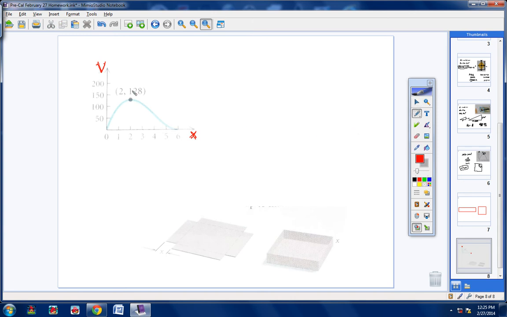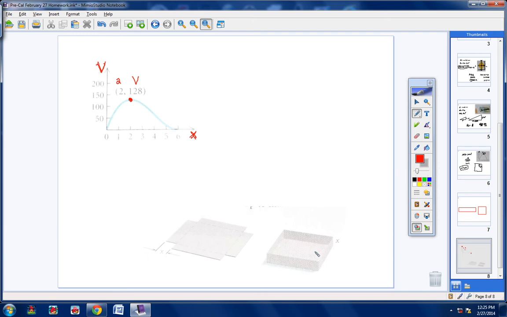Now, what this ordered pair is saying, you have a volume of 2. Sorry, that's incorrect. What's the highest point on this graph? They want to maximize the volume. Well, the highest point is here at 128. So you have a maximum volume of 128 when x is what? 2. When x is 2.